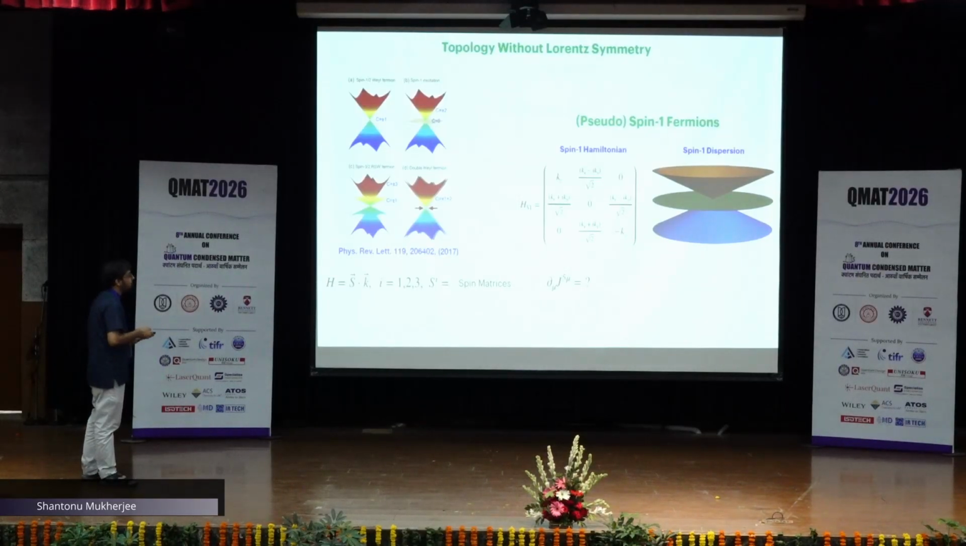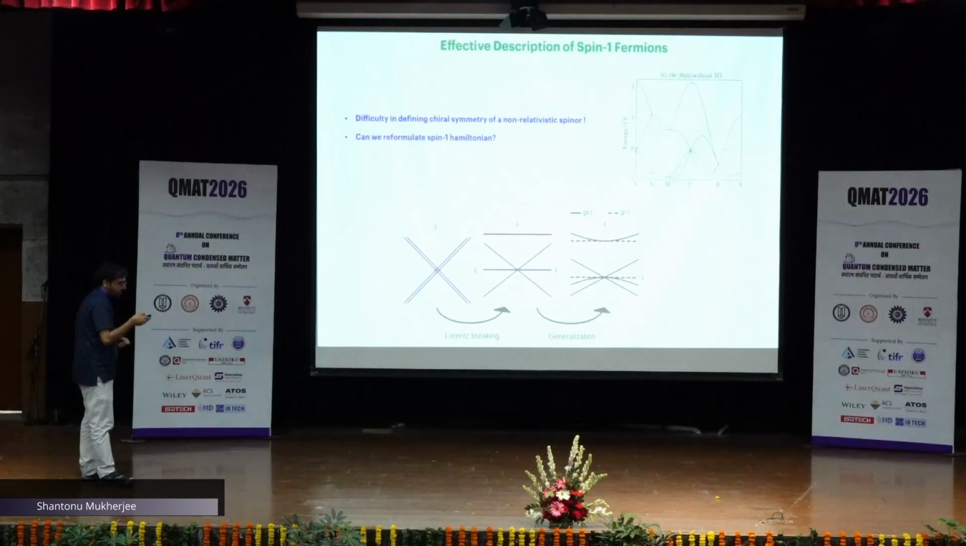Now we want to ask what happens to the chiral anomaly, that is the charge conservation equation at each node, for these kinds of systems. In answering that question, one first faces the difficulty that the chirality operator in this case, and therefore the chiral symmetry, is not properly defined for these odd dimensional spinors. Therefore, one can try to think how to reformulate this spin 1 fermion in terms of even dimensional relativistic type spinors.